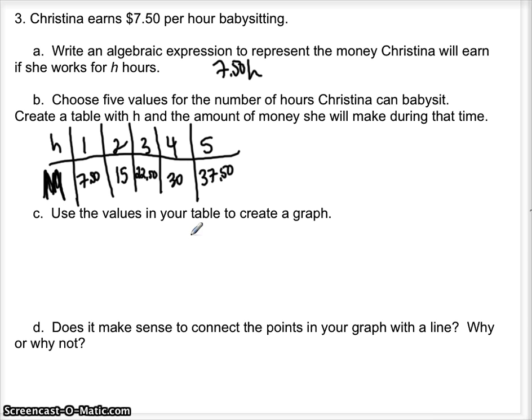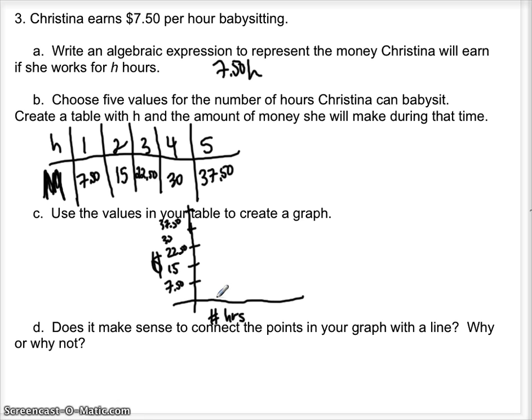So use the values in your table to create a graph. So remember, with graphs you want a label. So this is our number of hours, and this is the money she makes. I am going to go up by 7.50 each time here, because that can stay pretty standard. Okay, and then number of hours, 1, 2, 3, 4, and 5. 1 hour is 7.50, 2 hours 15, 3 hours 22.50, 4 is 30, and 5 is 37.50.